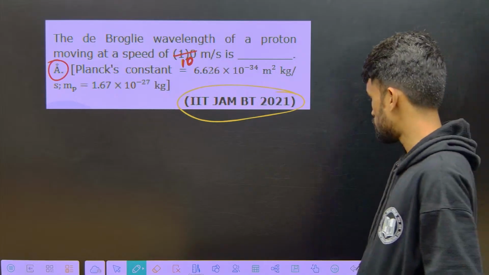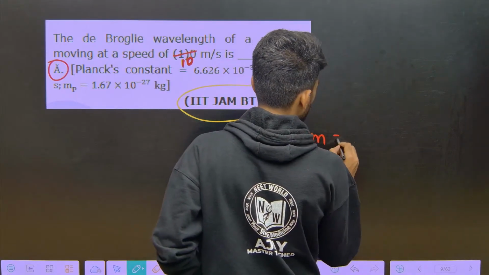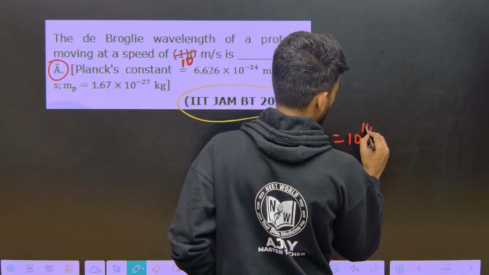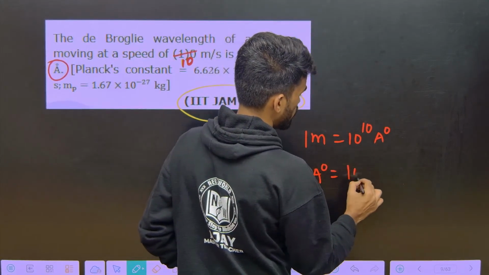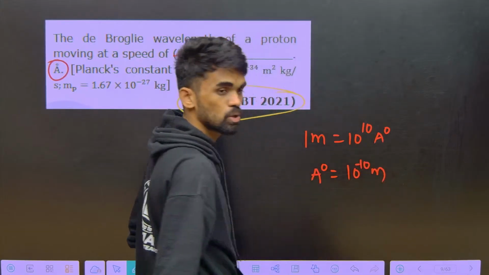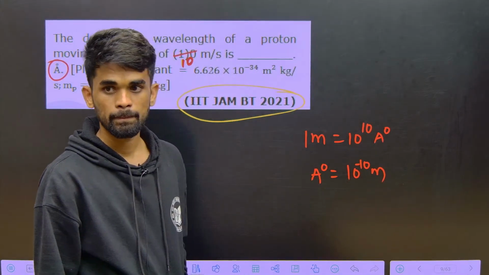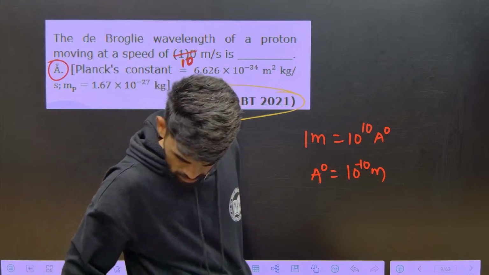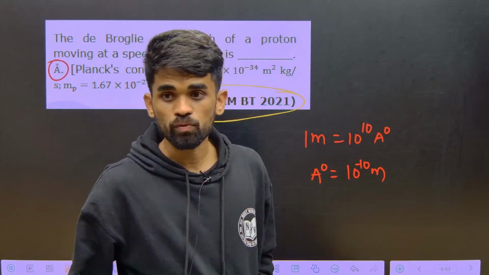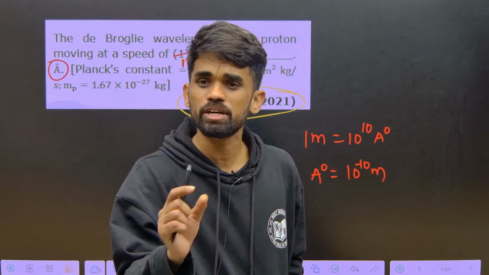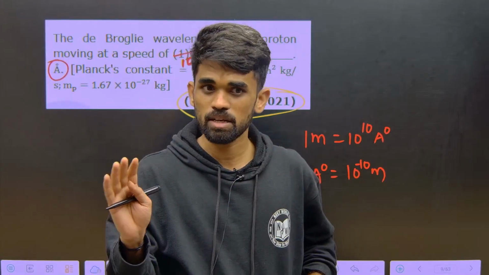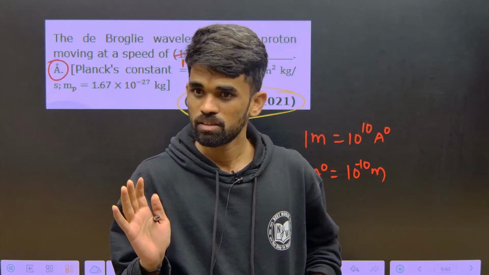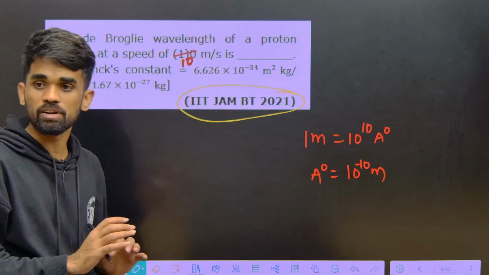1 meter is 10 power 10 angstroms. Or you can say 1 angstrom is 10 power minus 10 meters. I suggest everyone to focus 1 or 2 days only on unit conversion. It will be useful in all your subjects. Like I think sometimes in bio also you will get now. Fully focus on unit conversions one day.